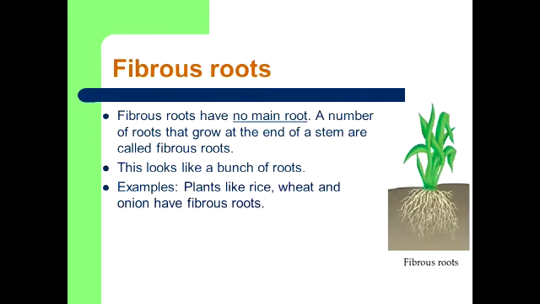Now fibrous roots. Fibrous roots have no main root. A number of roots that grow at the end of the stem are called fibrous roots. This looks like a bunch of roots. Example, plants like rice, wheat and onion have fibrous roots.